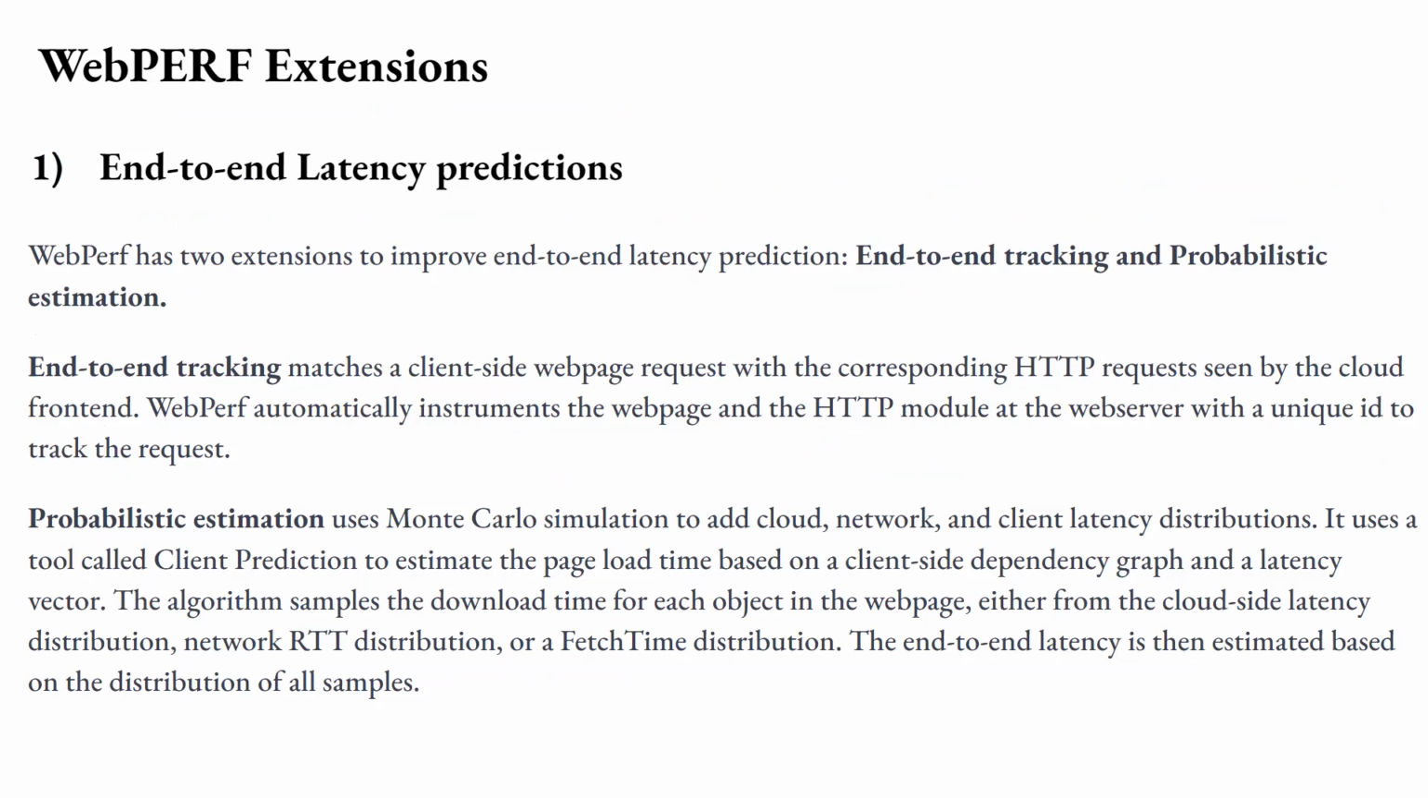Coming to the next slide, in this paper, the authors described the method for estimating the end-to-end latency of a web request, which consists of cloud-side latency, network latency, and client-side latency. To estimate this latency, they use a combination of end-to-end tracking and probabilistic estimation techniques. End-to-end tracking involves instrumenting the web page and an HTTP module to match client-side requests with requests seen from the cloud frontend.